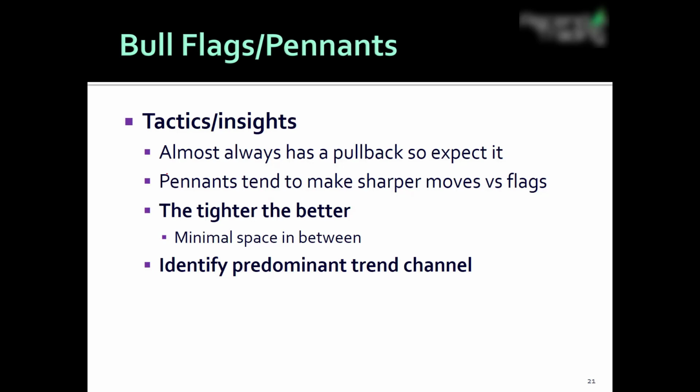So here are the summary tactics. They almost always have a pullback, so expect one. And then you want to select the flags and pennants that do have that pullback. Otherwise, if they trade along with the price trend, it tends to experience exhaustion that way. And the tighter the better. The reason being is that you can think of it as energy being compressed, so you get more explosive price action. And then also always identify the predominant price trend.